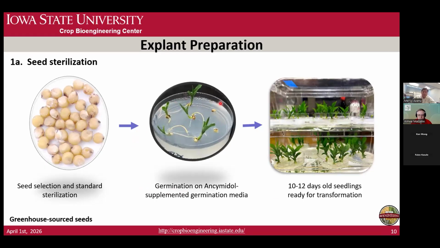The germination media also has ancymidol, an anti-GA agent. It not only reduces the height of the plant, but Wang et al. also reported that it improves the transformation efficiency. So we are using that protocol to get our seedlings.